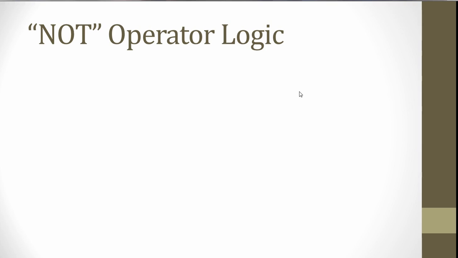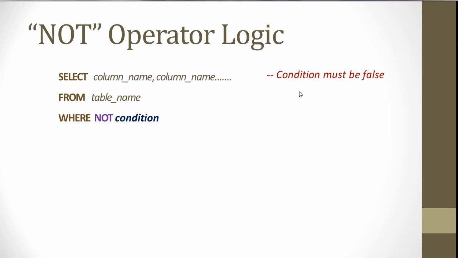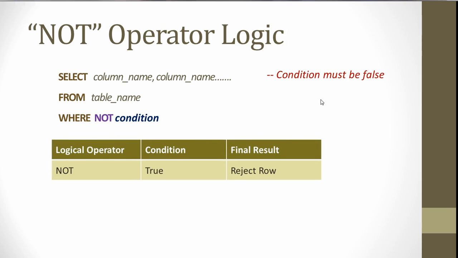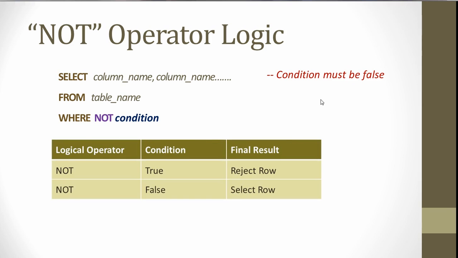This is something I've just introduced in this class. This is very simple. If the condition is false, only then that row will be selected. So if the condition is true, then you reject the row. If it is false, then you select the row. That's how it works. So let's run some queries and see how the rows are going to be selected from our table.